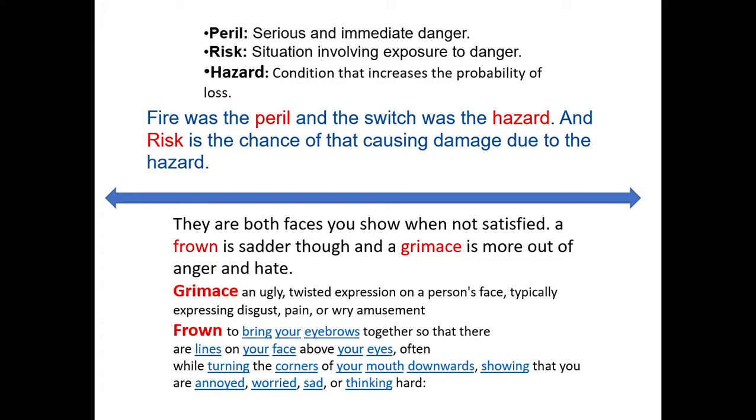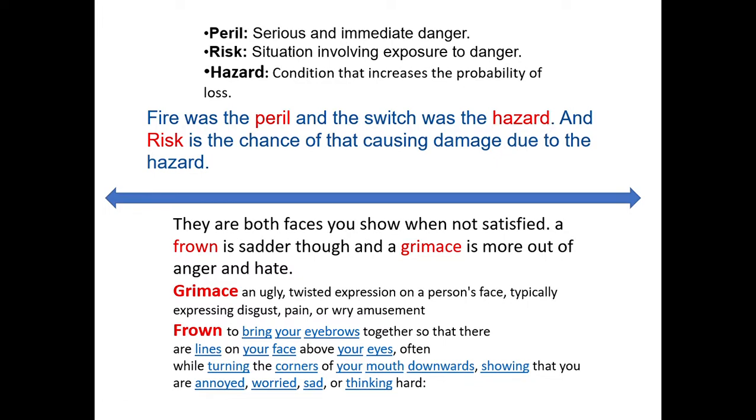So peril is a serious and immediate danger, and a risk is a situation involving exposure to danger. Okay, so hazard, on the other hand, is a condition that increases the possibility of loss. Okay, so I'm gonna put you an example that you have right here. Fire was the peril, and the switch, the light switch, was the hazard. And risk is the chance of the switch causing damage due to the hazard. Okay, so that is basically the example.